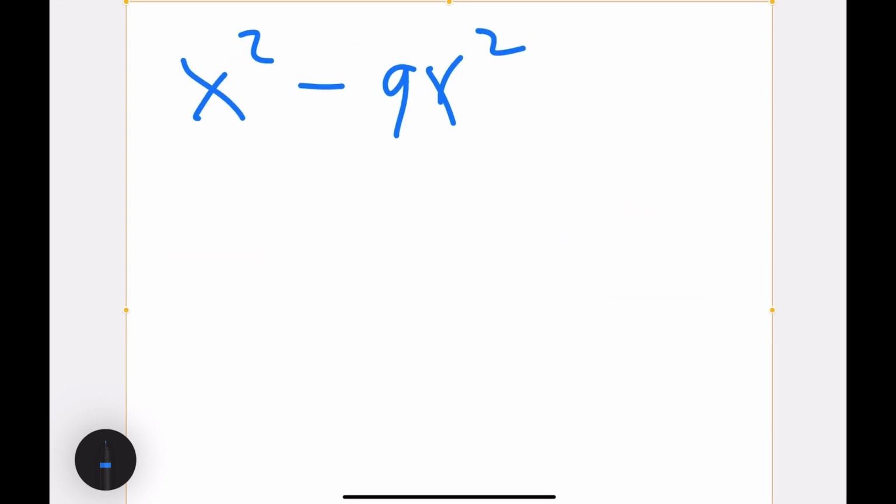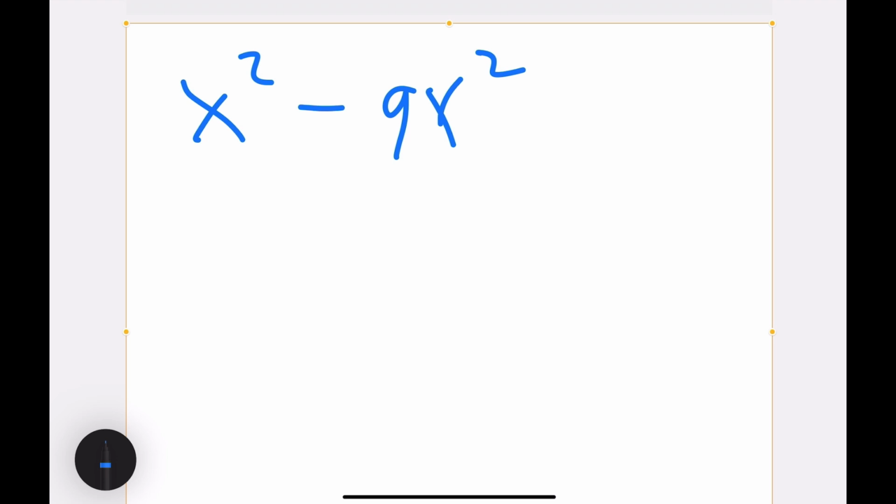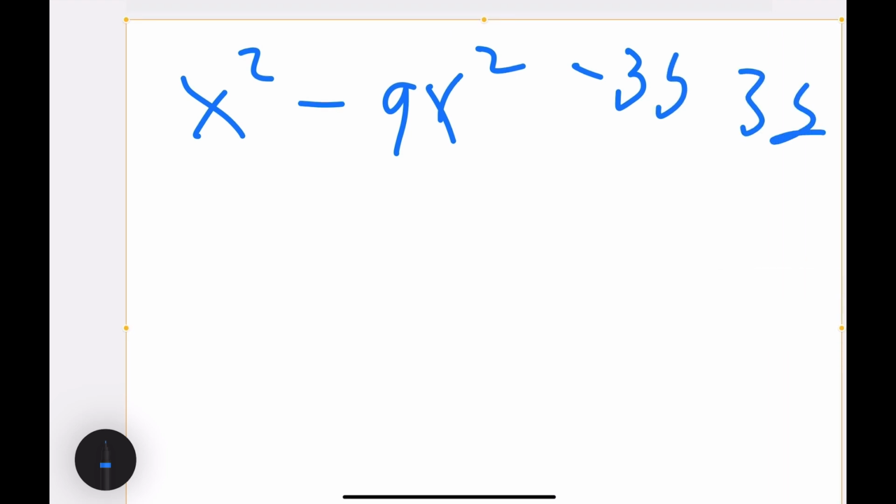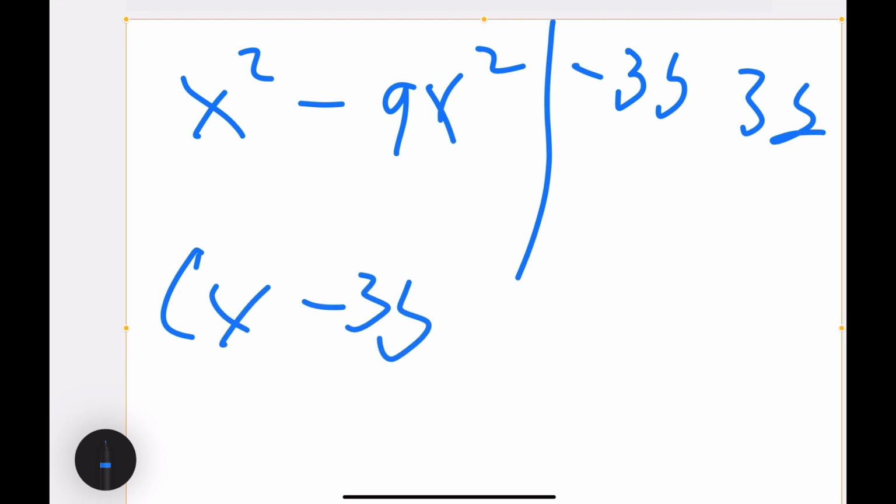This one is slightly trickier, but pause, have a go, come back to see the solution. So in this case, we can work out what makes minus 9y squared. Well, minus 3y and 3y, if you multiply them together, you'd get minus 9y squared, and if you add them together, you get 0. So you're basically doing the square root of 9y squared. So we can do x minus 3y and x plus 3y.